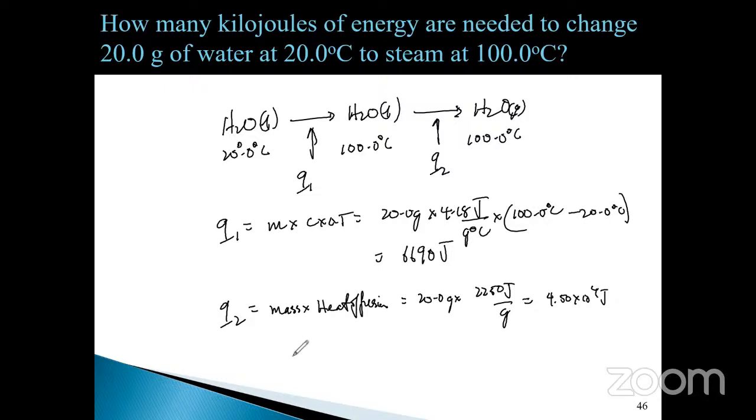And I would add Q1 plus Q2, the sum of this plus this. So that's 6690 plus 4.5 times 10 to the 4. According to my calculation, this works out to be equal to 5.17 times 10 to the 4 joules. And that's how you do that, all right? Those are just two examples involving heat of fusion and heat of vaporization.